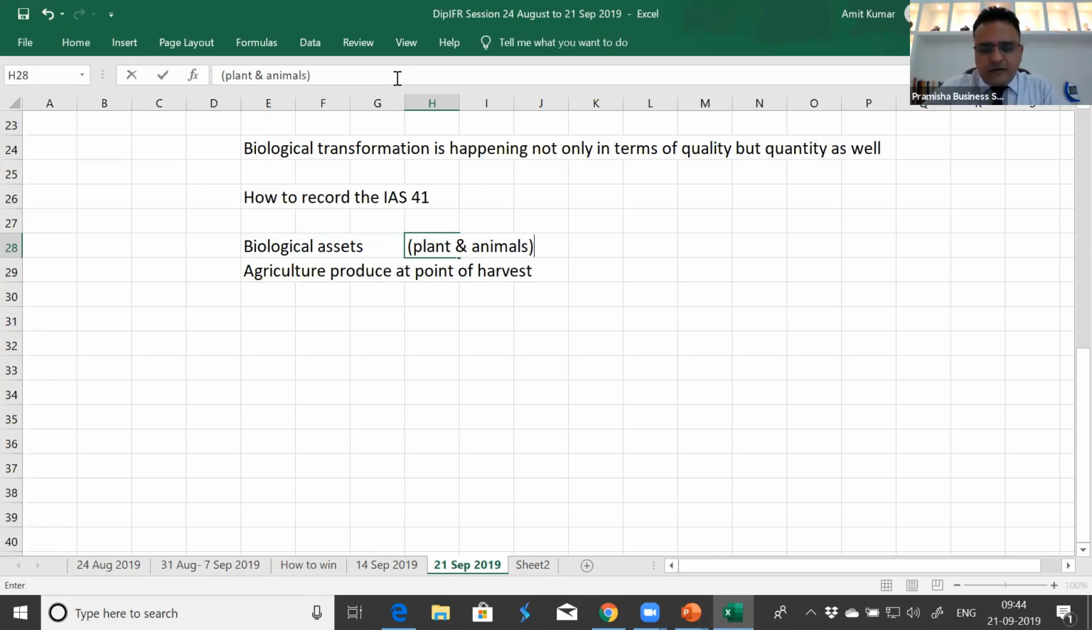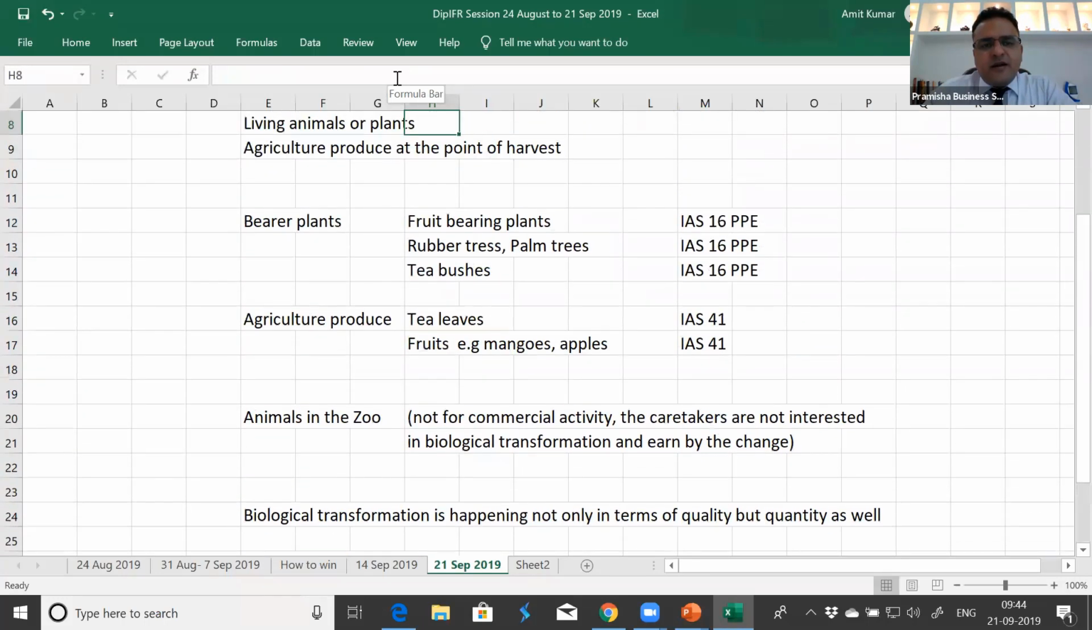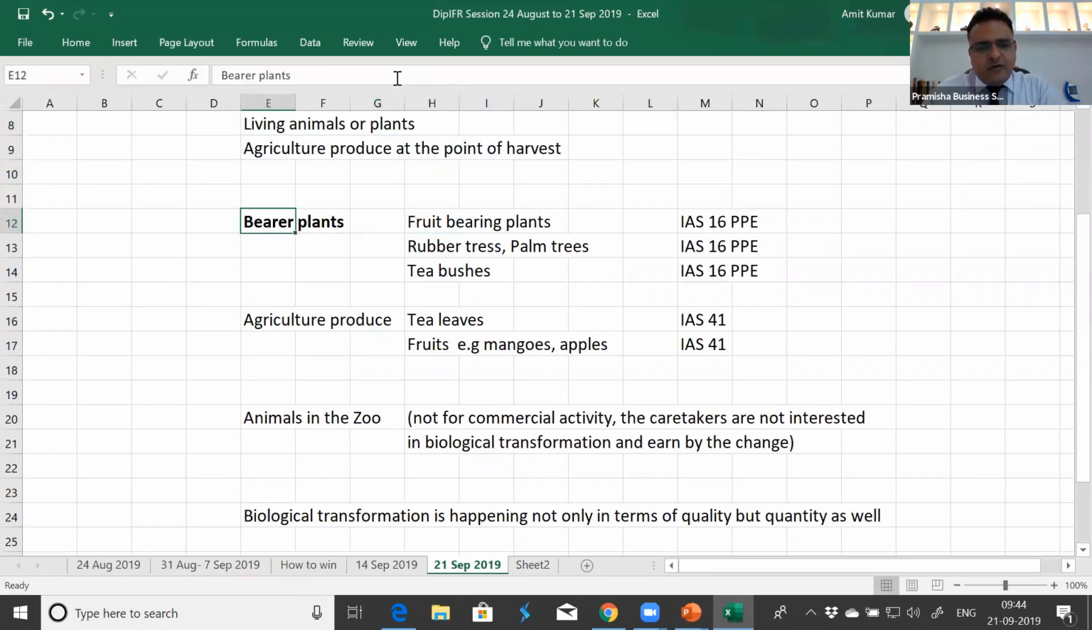I repeat, bearer plant amendment is only applicable to plants, not applicable to animals. Animals do not form part of IS 16 property plant and equipment. Only bearer plants have this option of being recorded under IS 16 property plant and equipment if they meet the criteria of a fruit bearing plant which has a longer maturity period, which is going to serve the farm for a longer period of time.